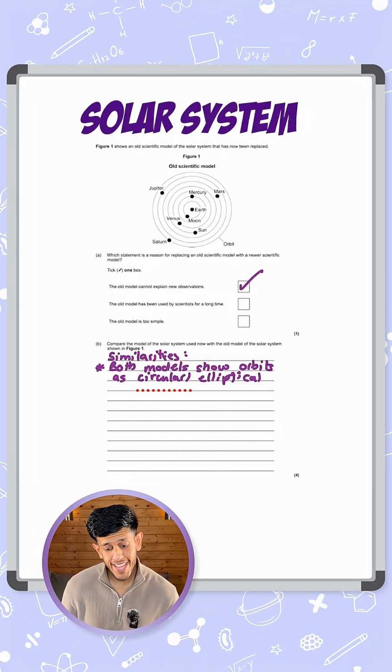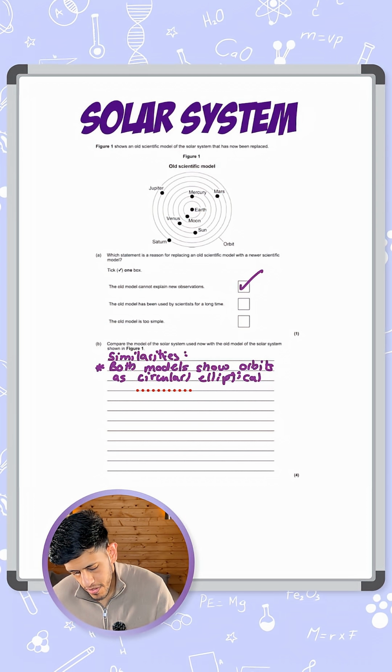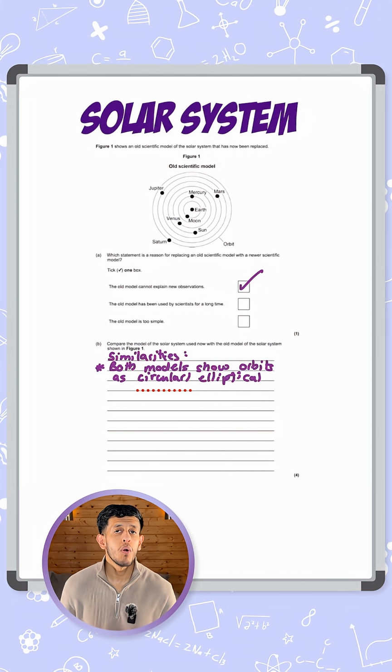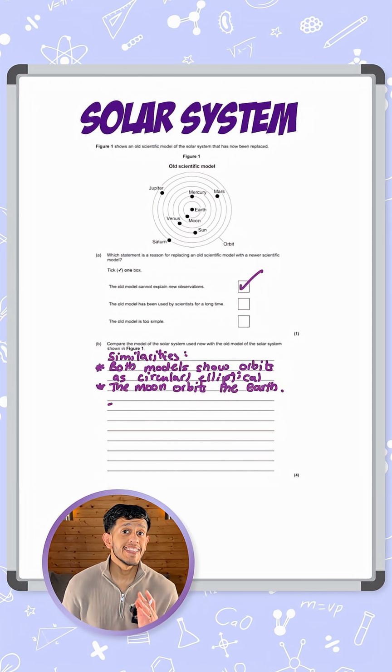Also the second thing here, you can see the Earth is in the middle, but the key thing is that the moon is one of the orbits around the Earth. And one thing we know in our current model is the moon orbits the Earth. So that is another similarity. So now we have a couple of similarities. Let's look at the differences.